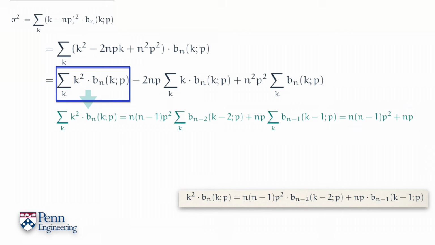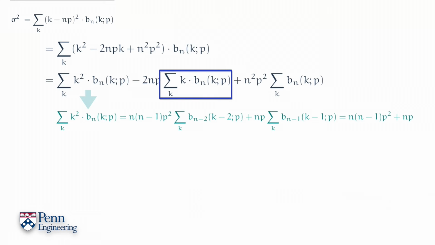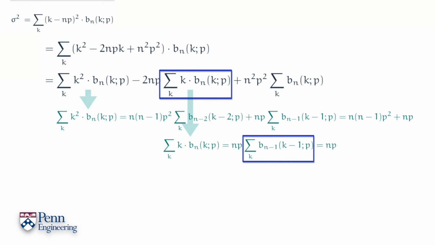Let's turn to the second sum. Now we have a sum of k times bn of k, but we have a basic binomial identity. Replace k times bn of k by a sum involving bn minus 1. The sum of the bn minus 1 probabilities again adds to 1 by normalization, and the entire sum we observe is now just np times 1, or np. Of course, we realize we've just retraced our path in computing the expected value. This sum is exactly the expectation of the accumulated number of successes.